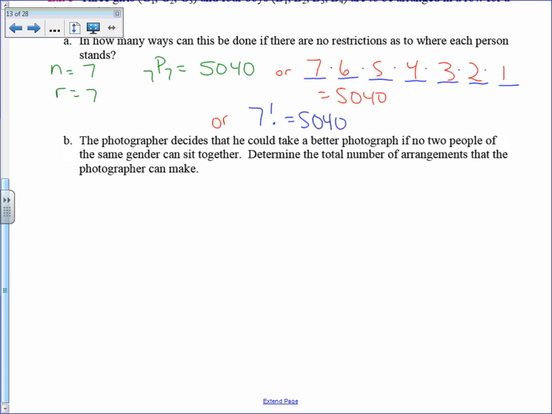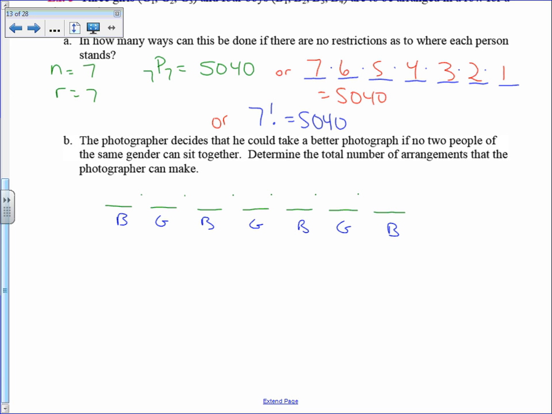Okay, determine the total number of arrangements that the photographer can make. Some of these you will find it's easier to do the fundamental counting principle, because it's kind of automatic. So we have 7 people, and we want to alternate genders. We've got more boys than girls. It's going to go boy, girl, boy, girl, boy, girl, boy.